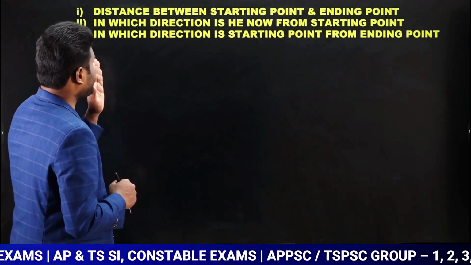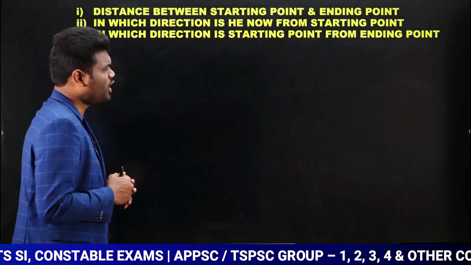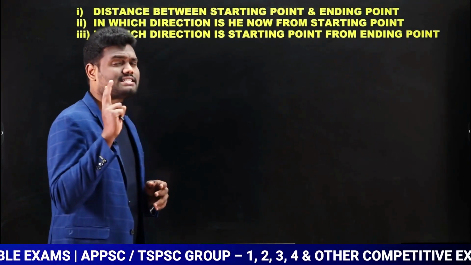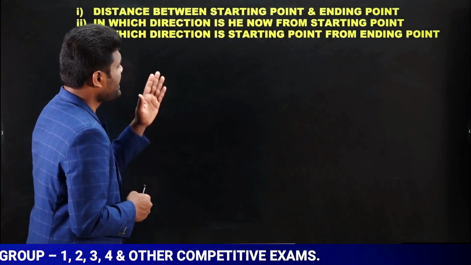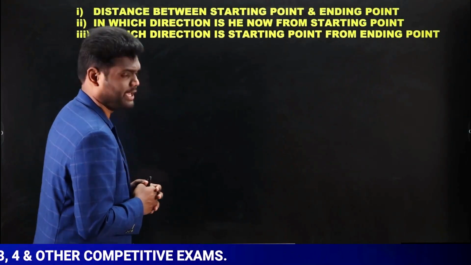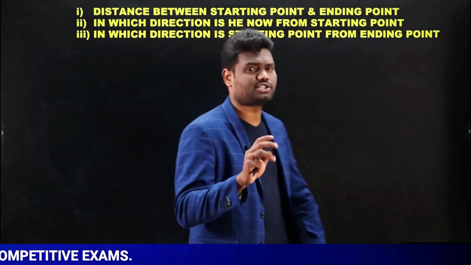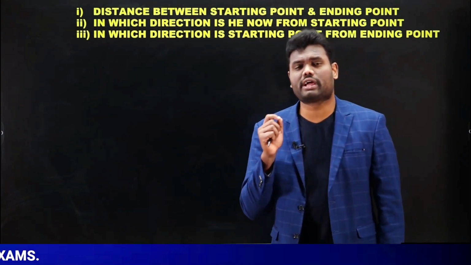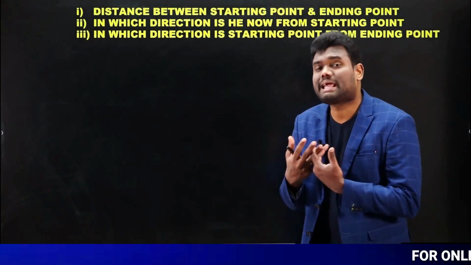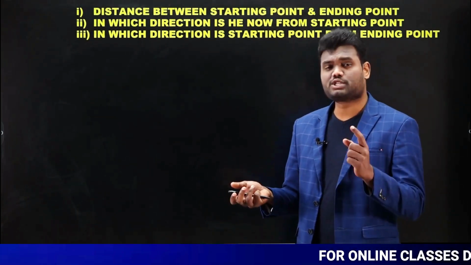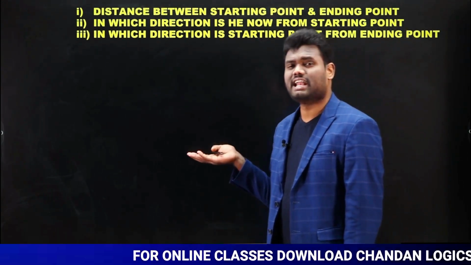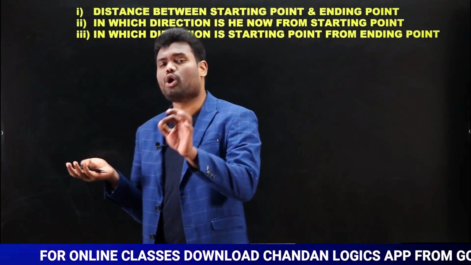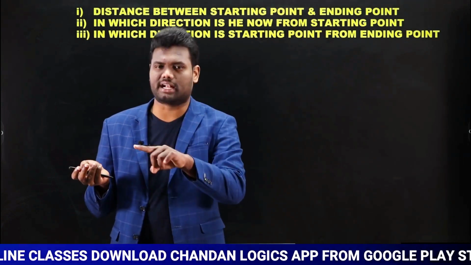The next is, in which direction is he now from starting point? This is the second way to ask the question. And the third one is, in which direction is starting point from ending point? In these three formats, you can expect a question from model number 3. Sometimes it may be a combination as well. As mentioned earlier, it may be a combination of 1 and 2, saying like, in which direction and how long distance is he now from starting point?